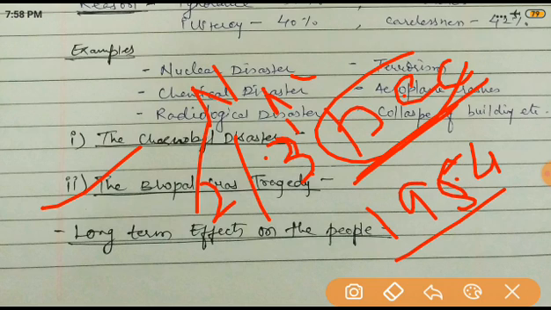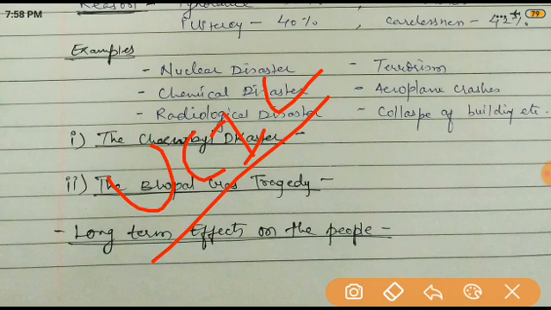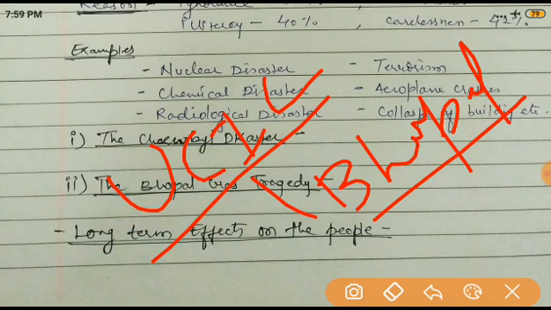Why? Because there was one factory, a pesticides plant. What is the name of the factory? Union Carbide India Limited, which is also called the UCIL, which is located in Madhya Pradesh, Bhopal. Where is it located? Madhya Pradesh, Bhopal.